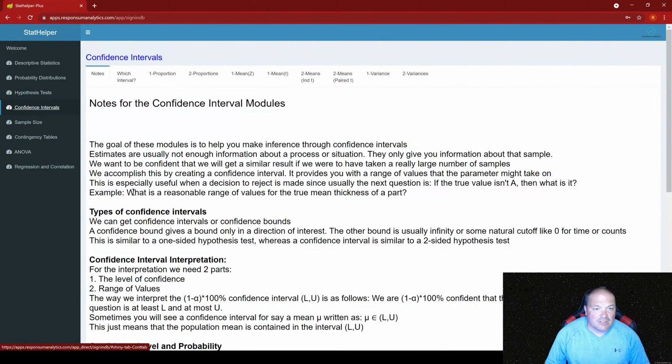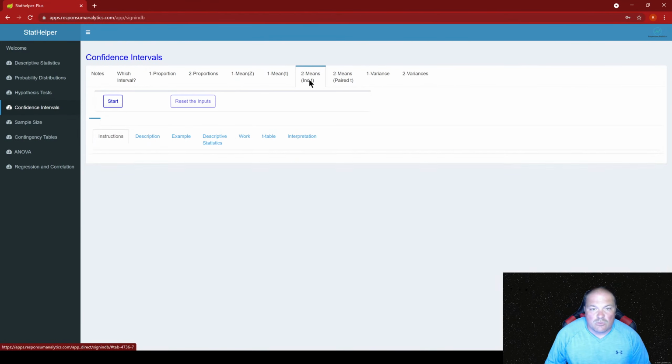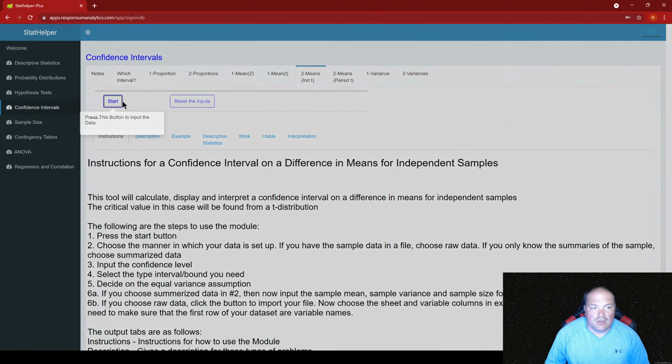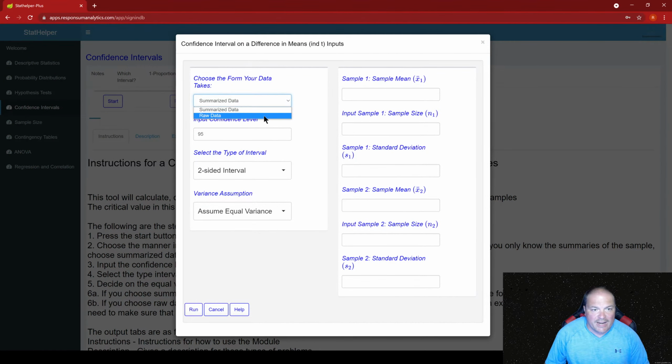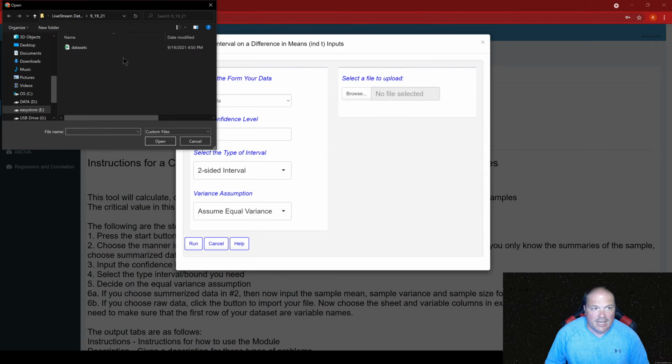Let's click on confidence intervals. Notice here we have a whole bunch of different ones. But since we already checked all of that when we did the hypothesis test, all of this comes back to us for the confidence interval. We still know that both distributions are normal, that variances are equal, and that we want to use T. And we still know that the two random variables are independent. So we will still use two means independent. We'll pick raw data and find our data again.